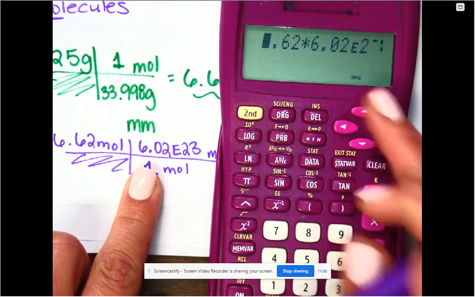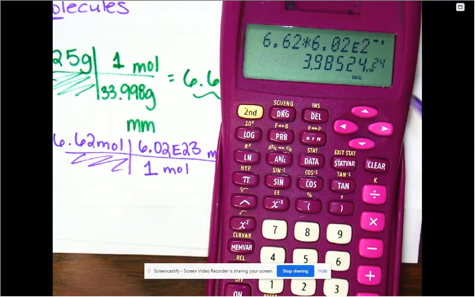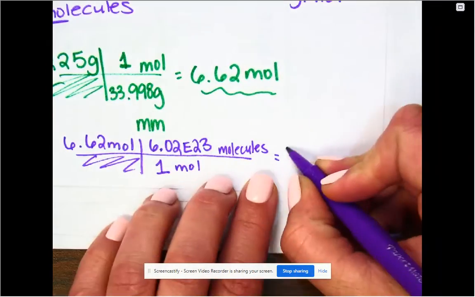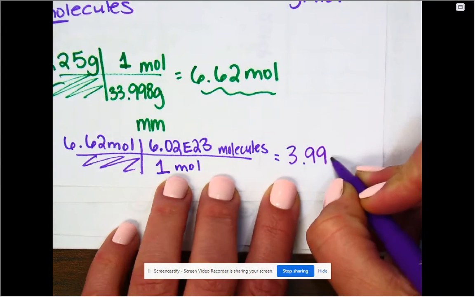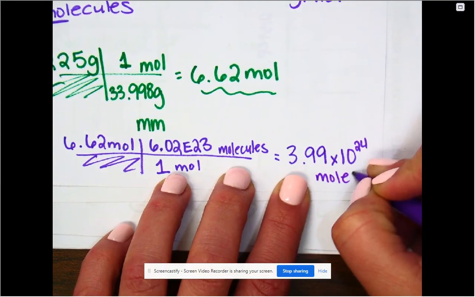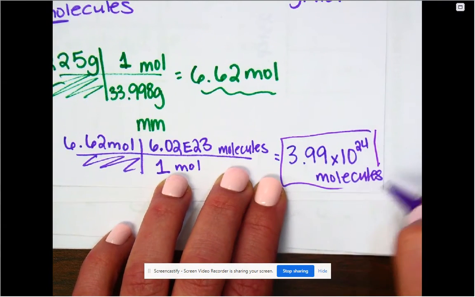So again, just so you know how that setup was, in case you're typing it in, there's that. We divide it by 1, we get that same answer. So my final answer is we're going to round this to 3.99 times 10 to the 24 molecules. Okay? So that's the answer to number 9.